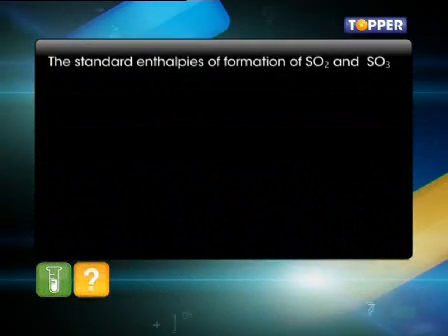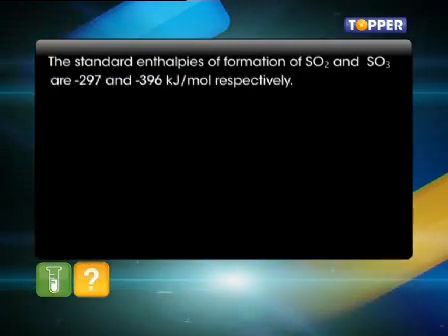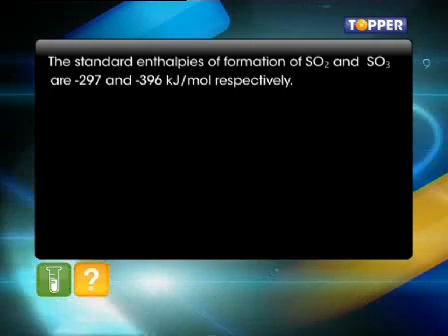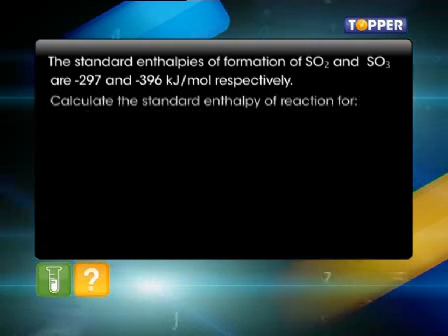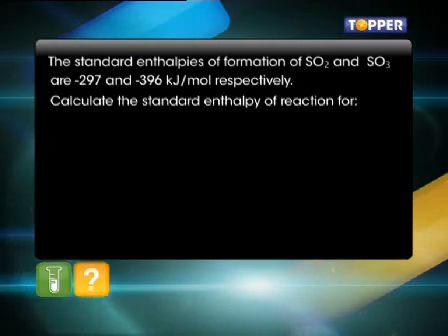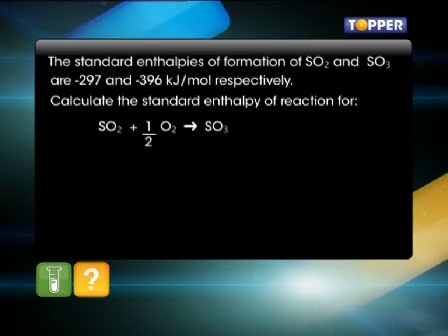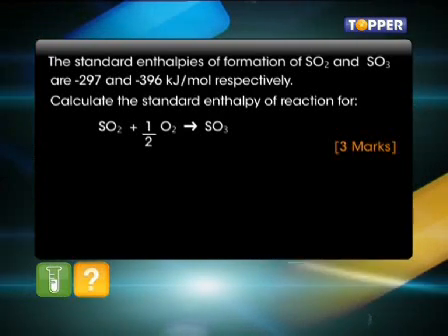Your question is, the standard enthalpies of formation of SO2 and SO3 are minus 297 and minus 396 kilojoules per mole respectively. Calculate the standard enthalpy of reaction for SO2 plus half O2 gives rise to SO3. In order to solve such a numerical, you must use the given data to achieve the target equation, which in this case is the formation of sulfur trioxide from sulfur dioxide.